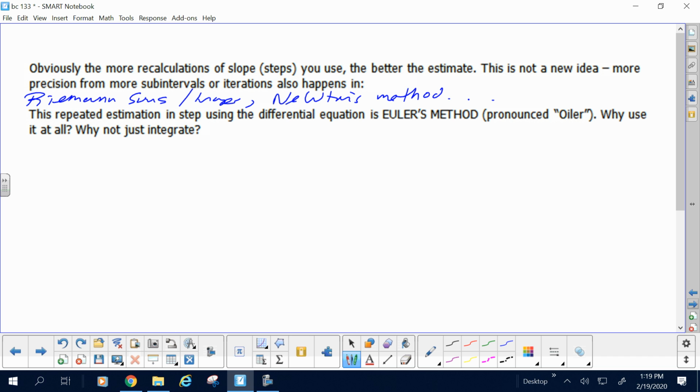Why do it at all? Why not just integrate? If we just got x squared and we put 4 in and get 16, why do all this stuff if I know it's going to be 16? You don't always, not everything can be integrated. So Euler's method is typically used for a non-integrable function. And despite the fact you can't integrate it, you can estimate the actual function value because you know how it changes. And that is pretty cool.